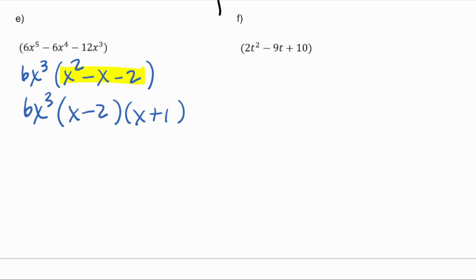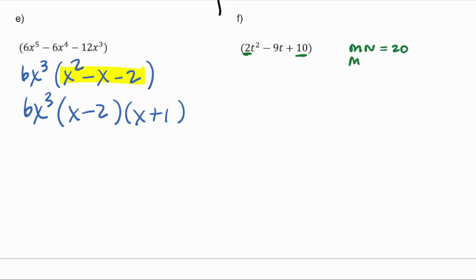For the next one, I'm looking for a greatest common factor, but I don't see t in all three terms. I don't see 3 even number terms, so I'm not going to be able to do anything more with this. We've already done a couple of examples where the leading coefficient wasn't 1, but I'll do it one more time for you. So I'm looking for two numbers that multiply to 20 while adding to negative 9.